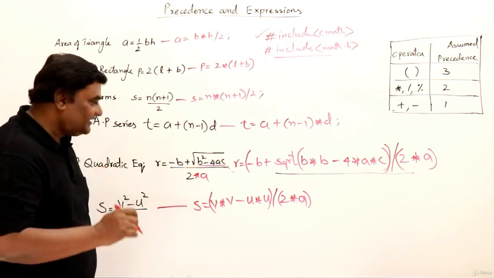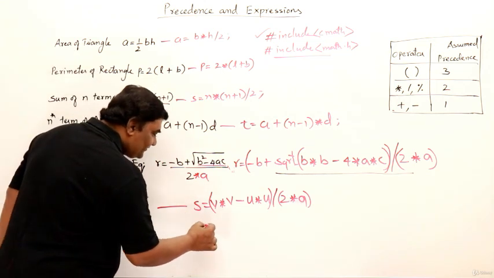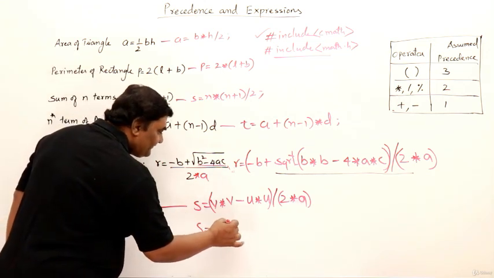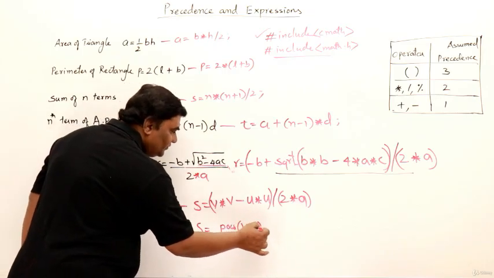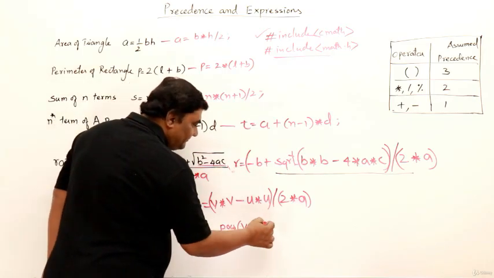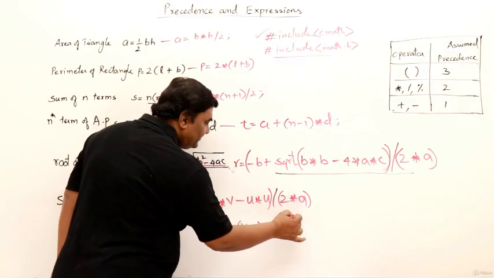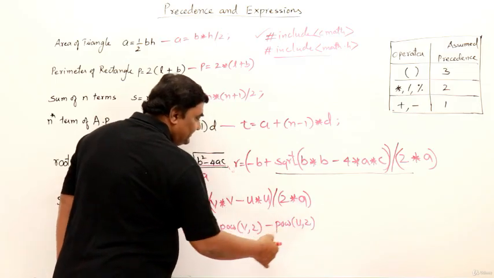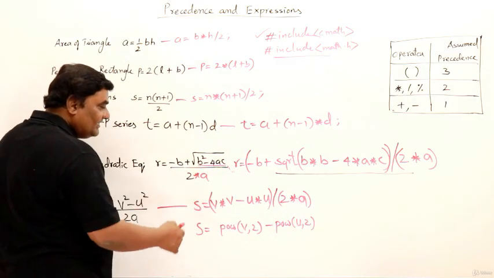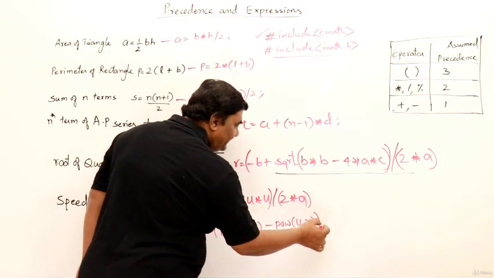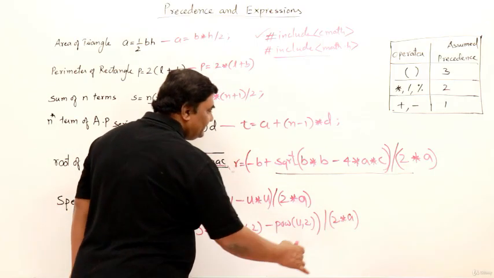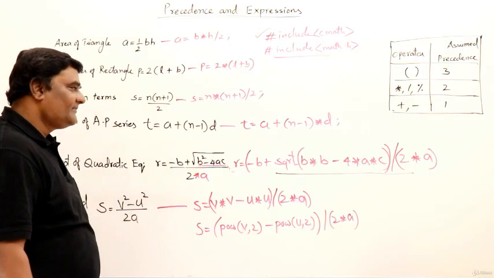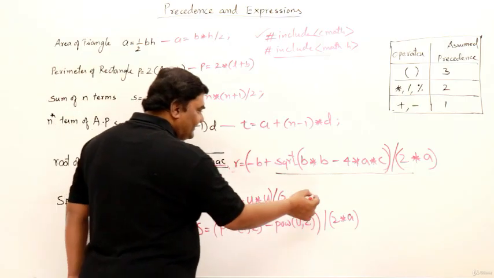The next one more method we have. I told you that we can use the power function. POW is the function. pow(v, 2) is v square, minus the power function pow(u, 2), which is u square. Then this whole thing should be divided by 2 as well as a multiplied with it, so that should be in brackets. This is how you can write the formulas.